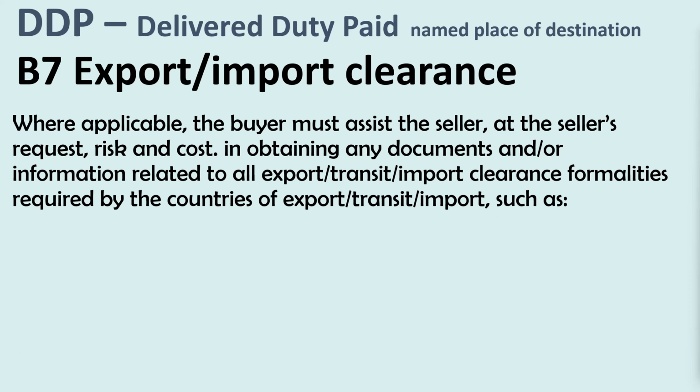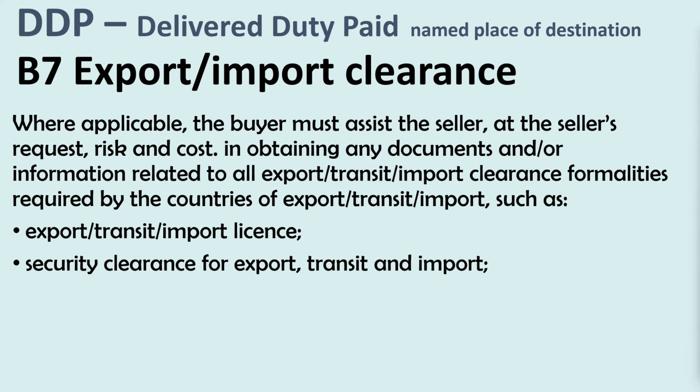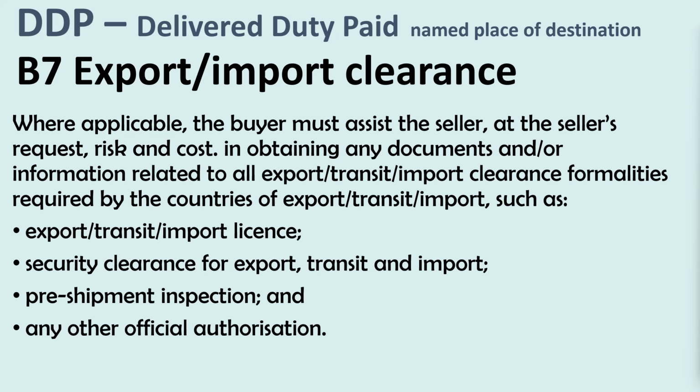B7, where applicable, the buyer must assist the seller at the seller's request, risk and cost in obtaining any documents and/or information related to all export, transit, import clearance formalities required by the countries of export, transit, import, such as export, transit, import licence, security clearance for export, transit and import, pre-shipment inspection and any other official authorisation.